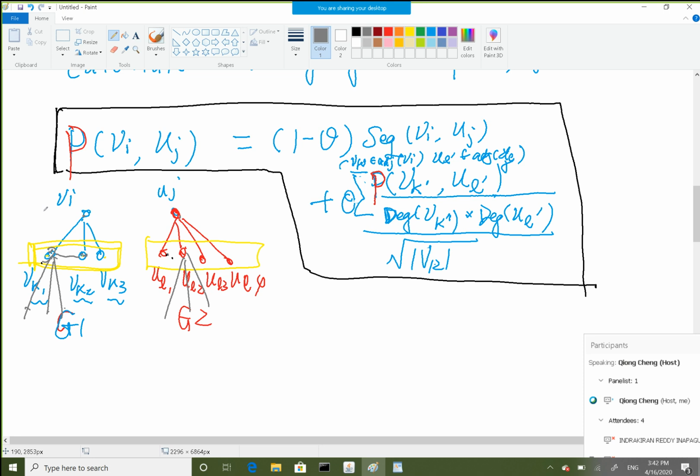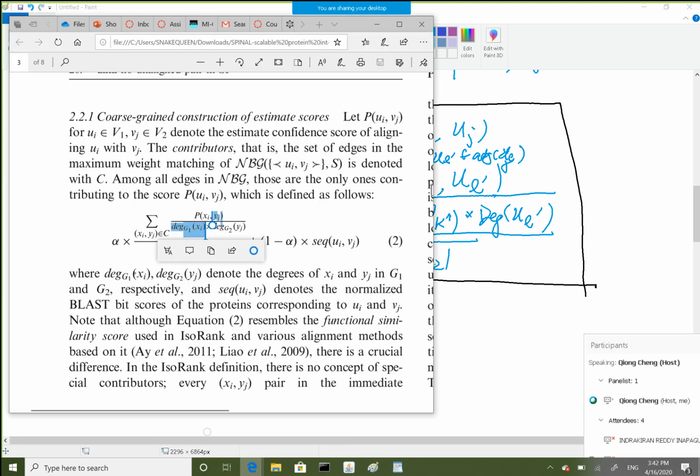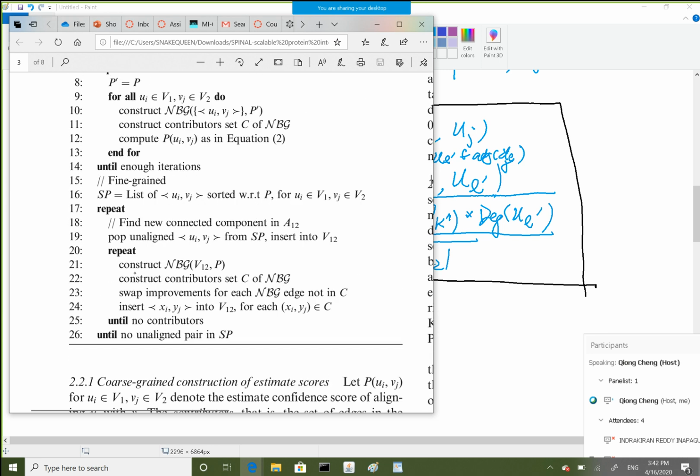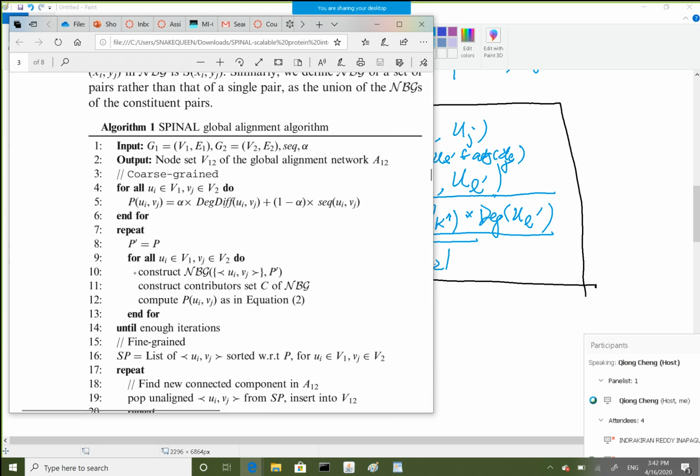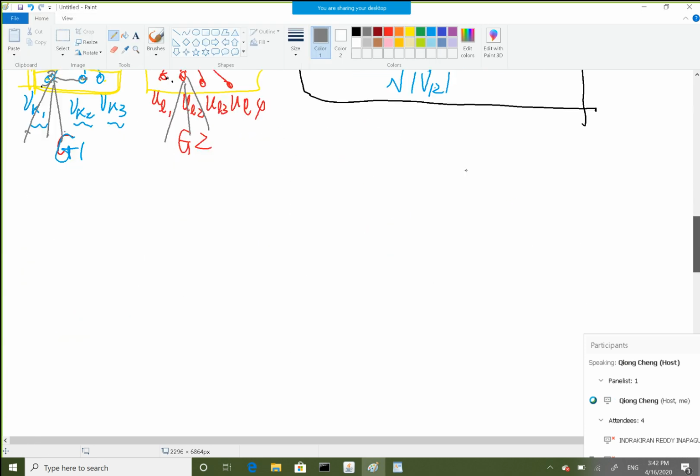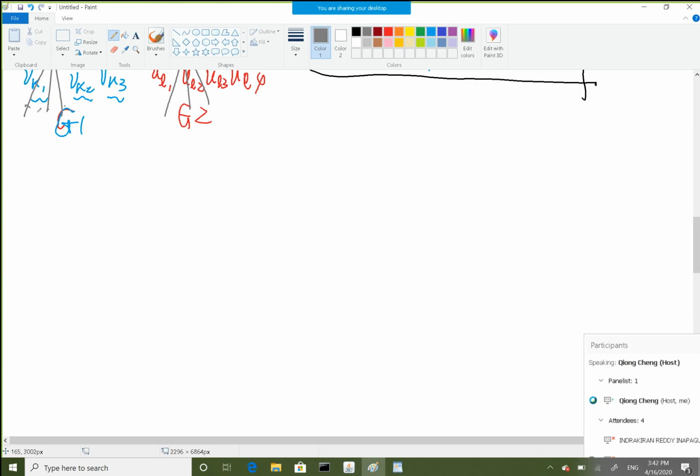So go to this paper, the algorithm here. I'll go back to here. You can see this first step, from line 3 through line 14, corresponds to coarse-grained. Can you see that? So this is coarse-grained, and this step is initialize. Let me write it down here. Okay, the algorithm, right?